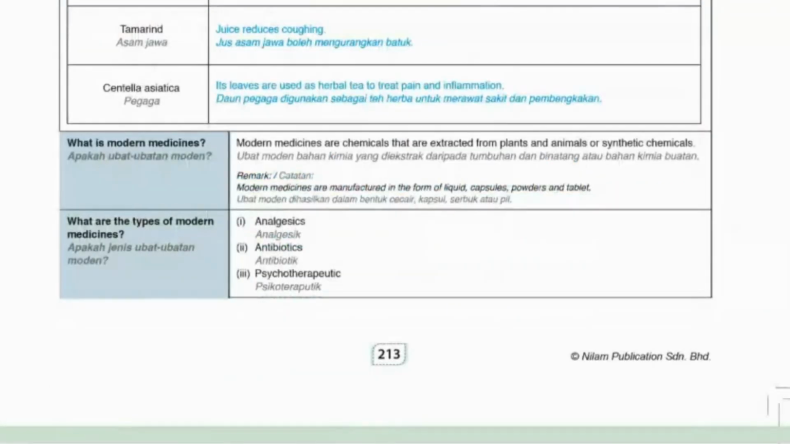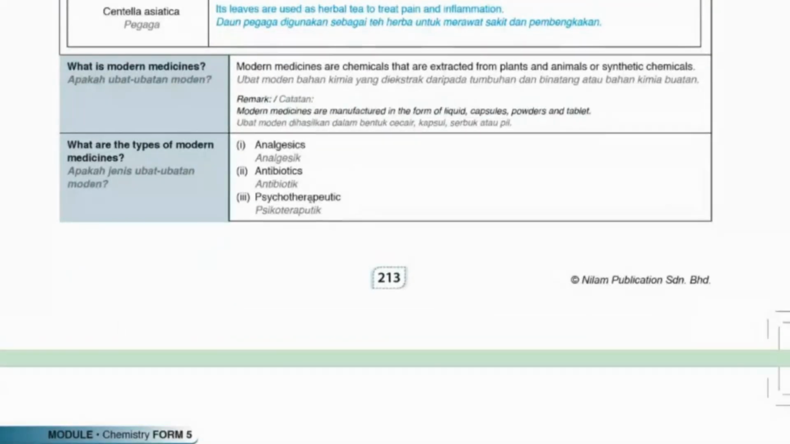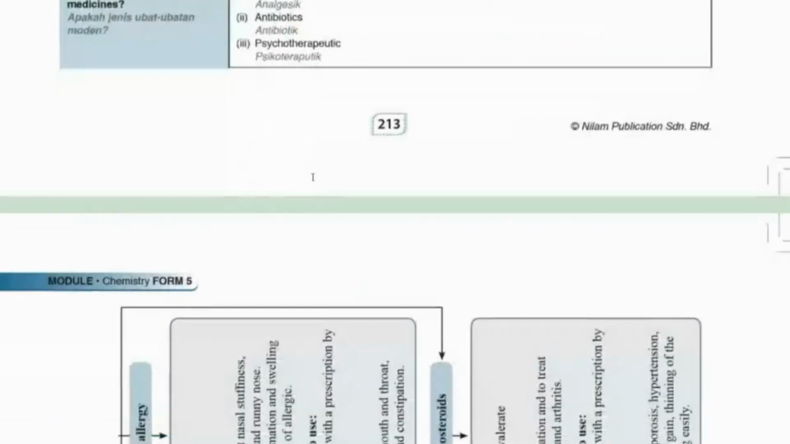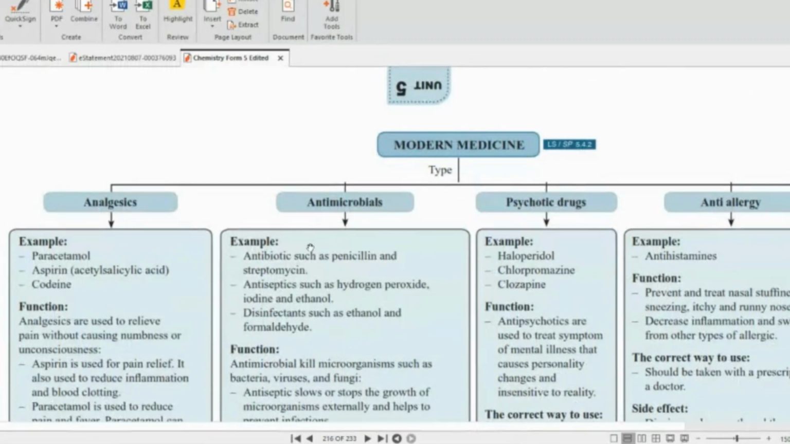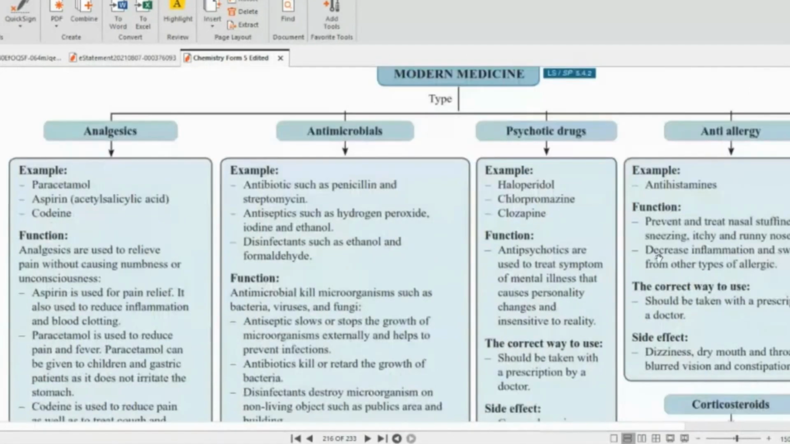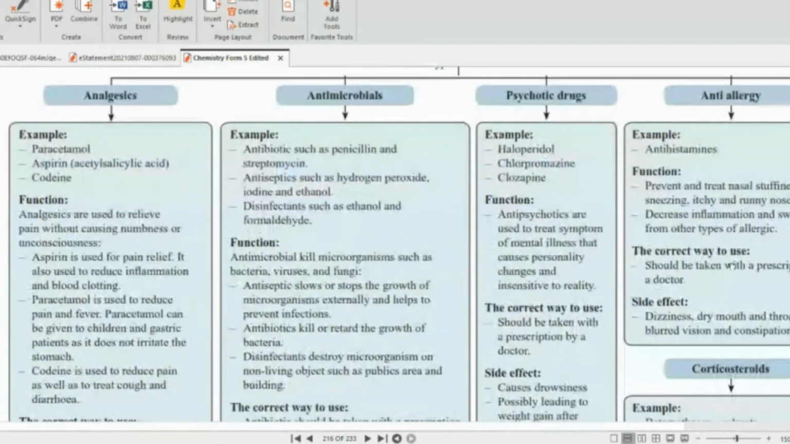So what are the types of modern medicine? Modern medicine: analgesic, antibiotic, and psychotherapeutics are 3. Okay, actually more than that. Previously we have these 3, and another 2. Now no more antibiotics actually, they changed the name already. The modern medicine has 5 categories. Okay, so we look into them one by one.